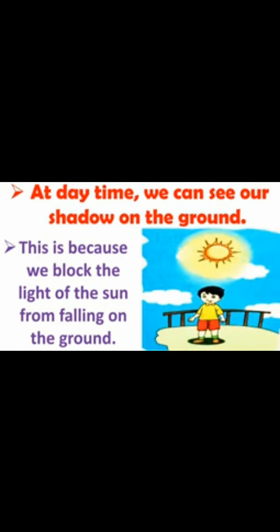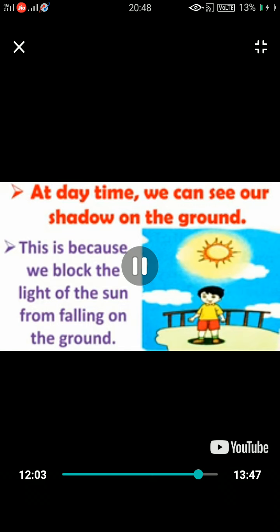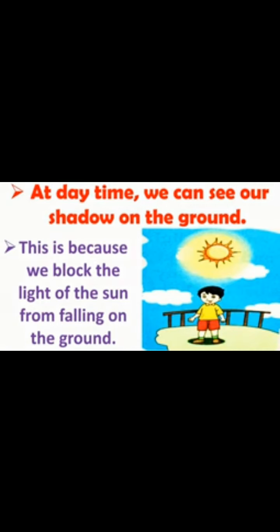So in the daytime, we can see our shadow on the ground. Yes, we can see it. Why is this? We are blocking the light of the sun from falling on the ground. As you can see clearly in the picture, that boy is blocking the sunlight from falling on the earth, and what is formed? The shadow of the boy is formed.